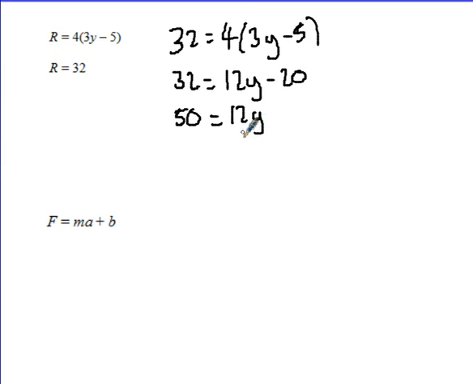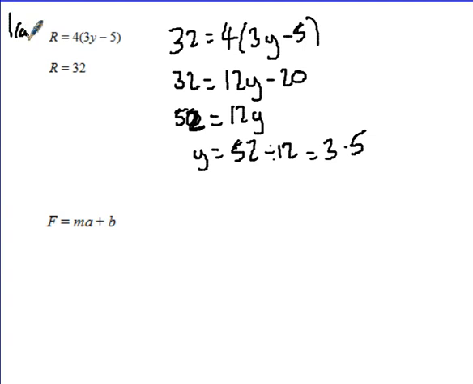Add the 20 onto the side, so that gives me 52 equals 12y. And then we're dividing through by 12. That should be 52, sorry. 52 there. Dividing through by 12, so it's y equals 52 divided by 12, which will give us 3.5.